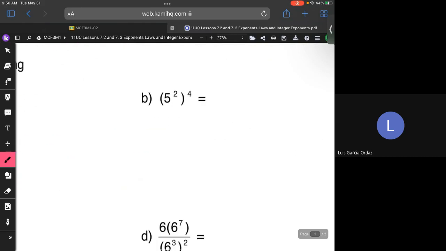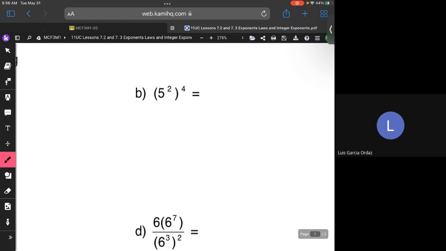So, Elisa, what's the next one? 5 to the power of 2 to the power of 4 as a single power. 5 to the power of 8. Yep. And can someone tell me what 5 to the power of 8 gives me?